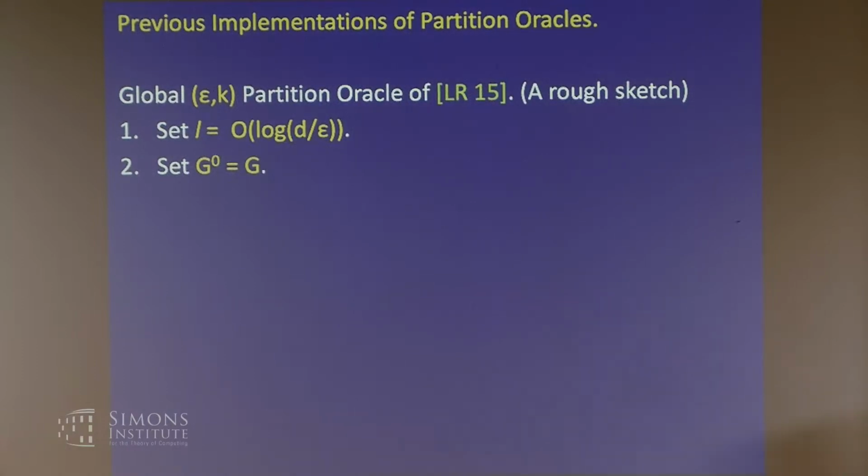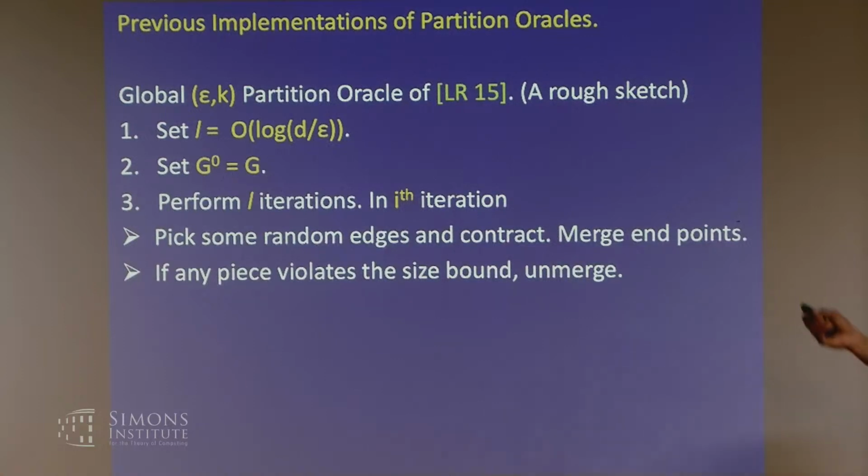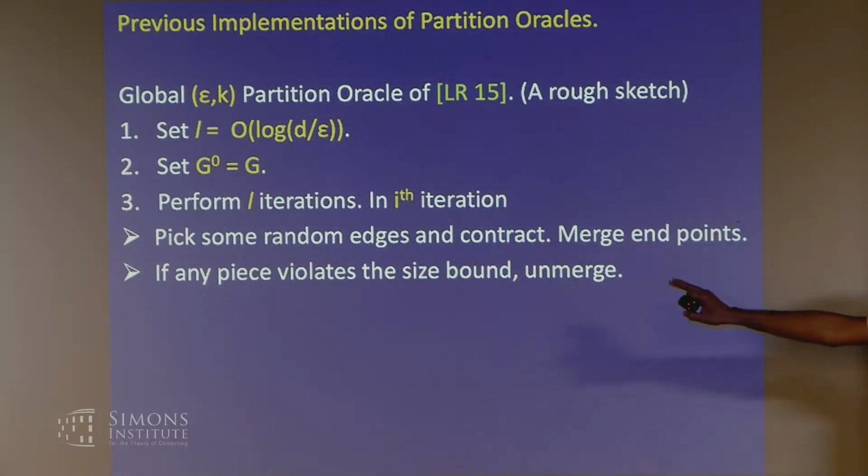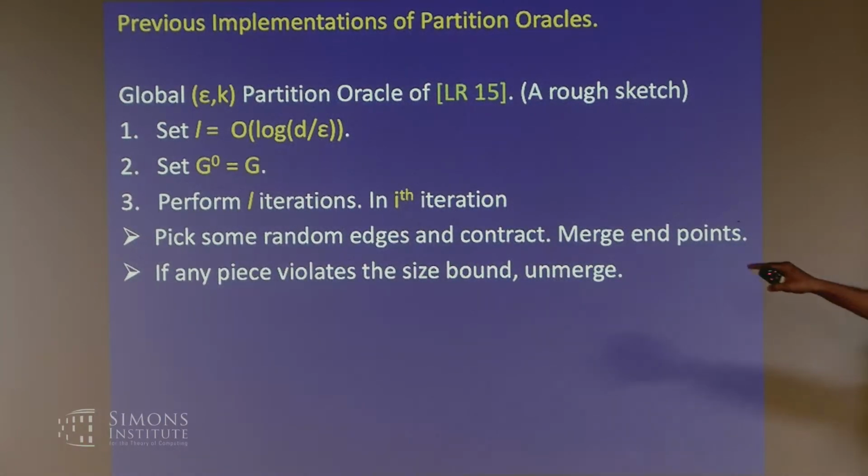You can track the size bounds, all that straightforward stuff. The key idea is that in the i-th iteration, you pick some random edges, not uniformly random. I'll not go into details of how exactly these random edges are chosen. You choose some random edges and contract all of them. If any of the newly formed pieces happens to violate the size bound, you just undo that contraction. So the size bound is baked into this procedure. It will not produce crazily large pieces for you.